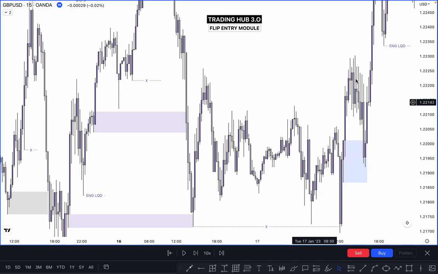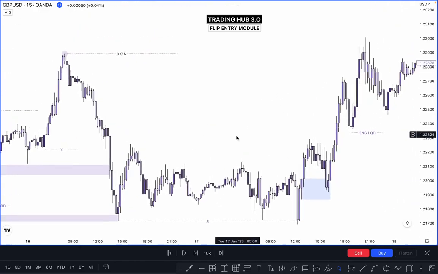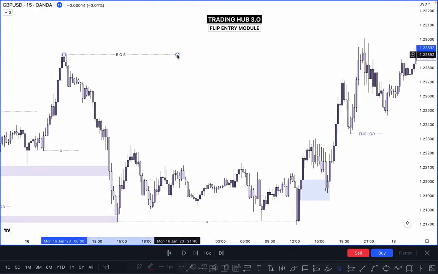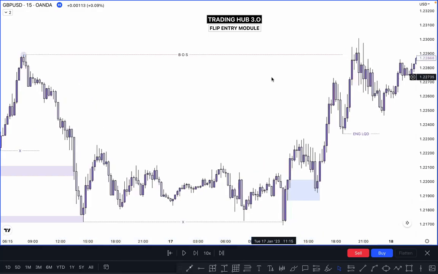After this one, what happened here? Look at this picture. Again the market breaks the previous high, this one, but this time the market does not close over it, it just sweeps the liquidity. When the market sweeps the liquidity, this is not a valid break of structure. A break of structure is confirmed when the market closes over it. In future, if the market closes over it, this becomes our valid break of structure.